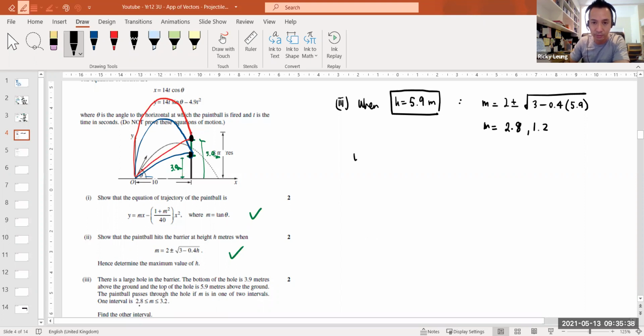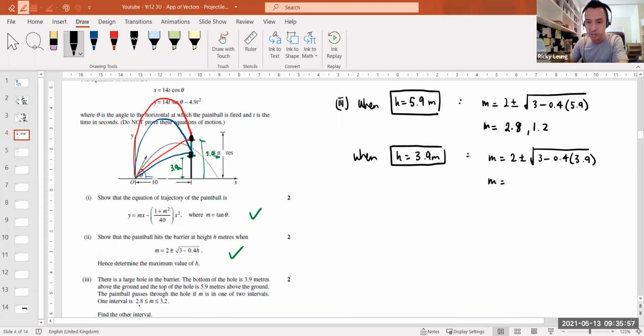But let's solve the other one as well. When h equals 3.9 meters, so the bottom range of the barrier, m equals 2 plus minus square root 3 minus 0.4 of 3.9, and you get m equals 0.8, comma 3.2.